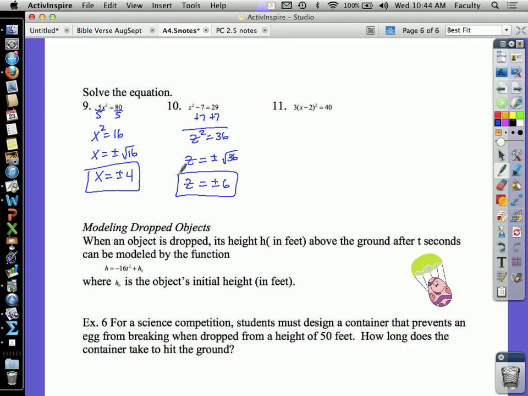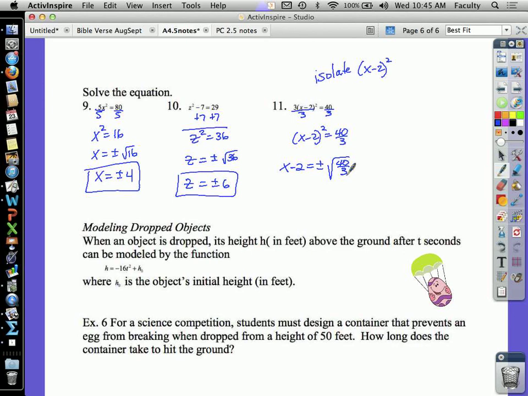Okay. In number 11, what we want to do is isolate the x minus 2, the quantity squared, because I still have something that is being squared. So I'm going to divide by the 3 and get x minus 2 squared equals 40 divided by 3. Now I have my something that is being squared. So what I do is I take the plus or minus square root of both sides. Unfortunately, it's a fraction and an unpleasant fraction at that.